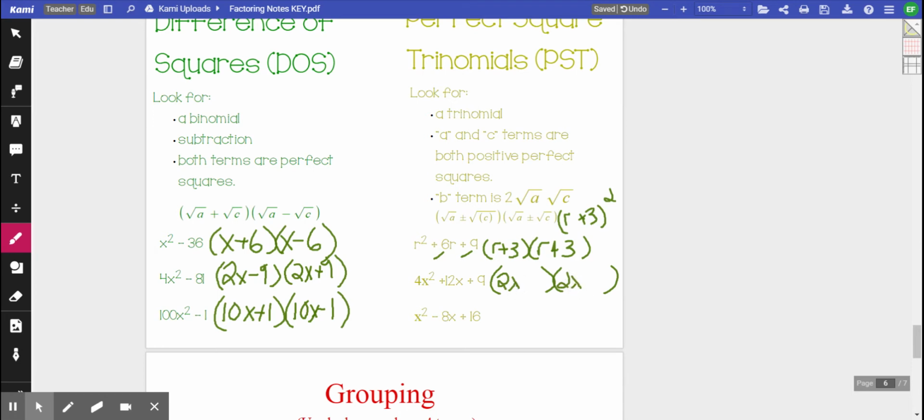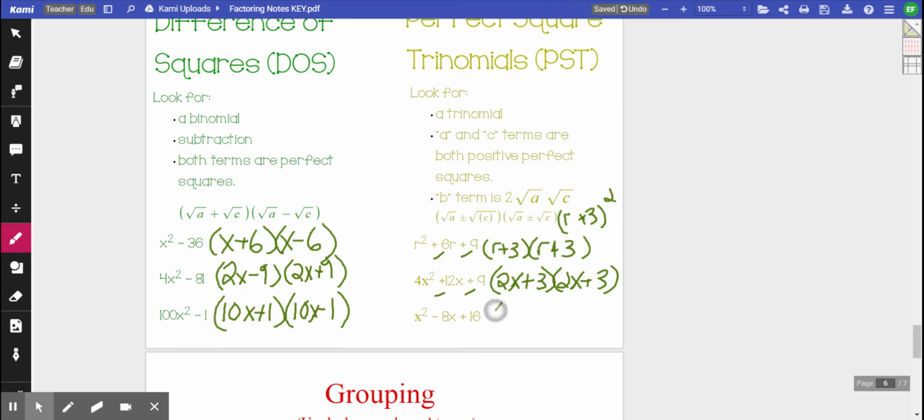The square root of 9 is 3. And again, we're looking for the same sign and both of them to be pluses. So plus and a plus. And again, if you want to write that as quantity 2x plus 3 squared, that works.